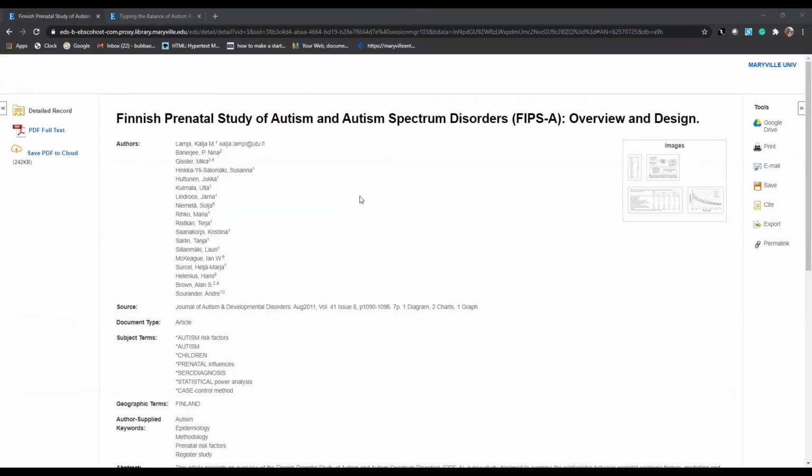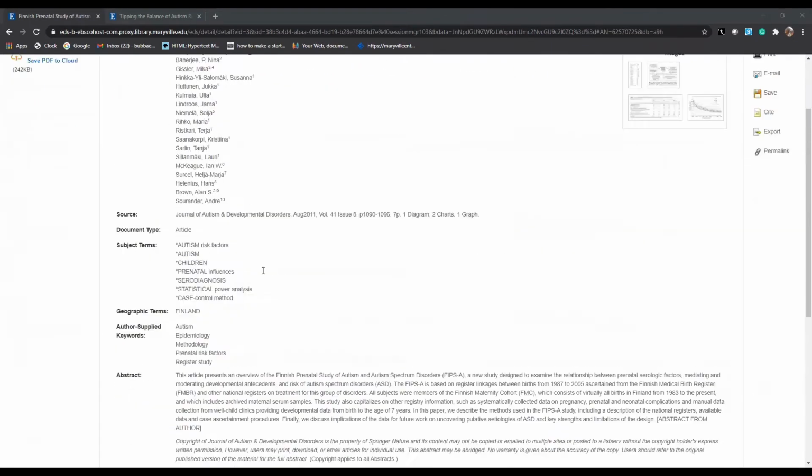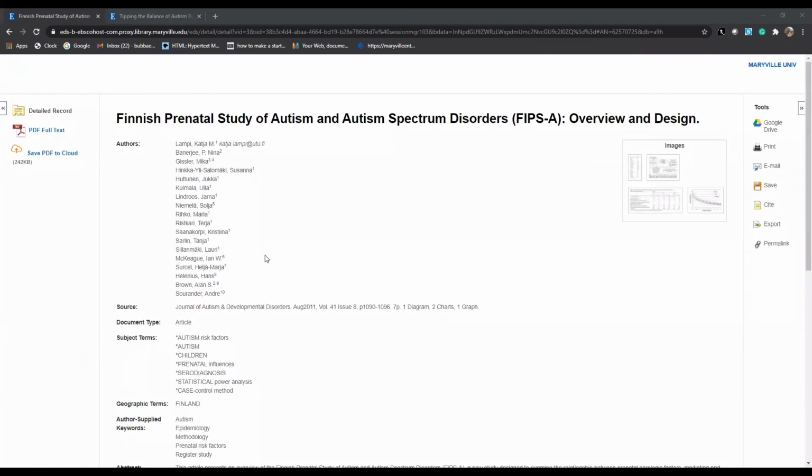So here we have a record for an original research article. Here we might have some elements that will help us know if it's an original article or a review article. Here we have our authors, and we can see that it is quite the long list of authors. This is often a good sign that it is going to be an original research article. All of these people have probably played a part in the experiment and the study that was done.